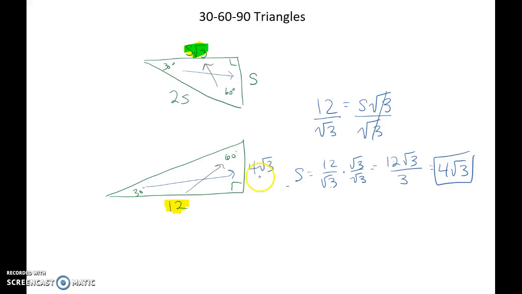And now I need to take this and use it to get to my hypotenuse, right? Now, the hypotenuse is 2 of these s's, so I need to double this. So how do you double something like this? Well, it's easier than you think. You actually just double the number on the outside, so it's 8 root 3. And that is it. Woo!